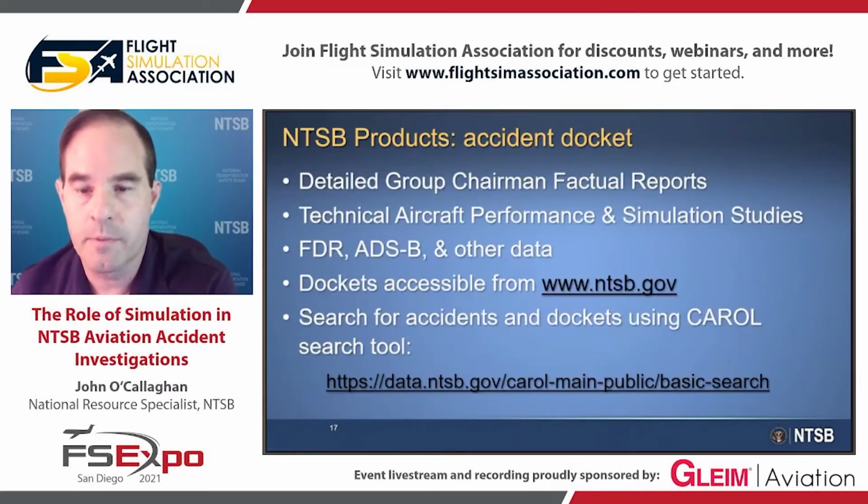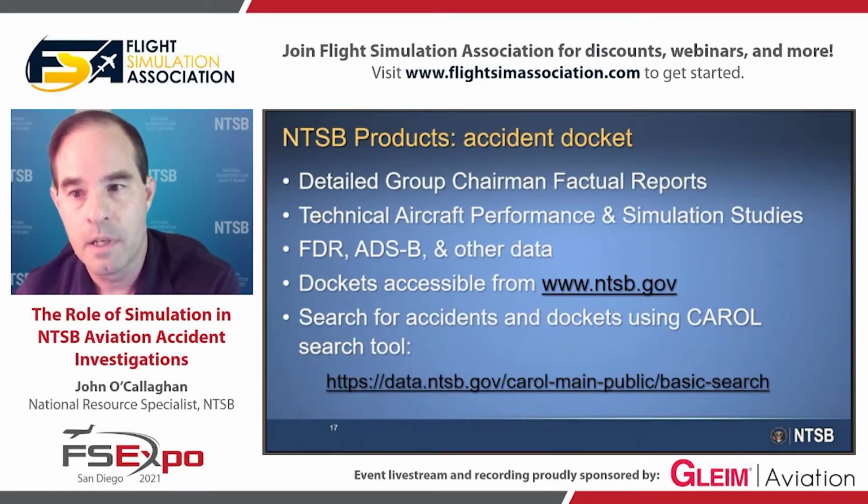There is much more information about an investigation available to the public besides the content of the final report. The docket for each accident contains detailed group chairman factual reports and aircraft performance and simulation studies, as well as copies of the flight data recorder, surveillance, and other electronic information. You can search for and access the dockets for NTSB investigations from the links shown here. If you want to take a picture of that slide, please feel free to do so.